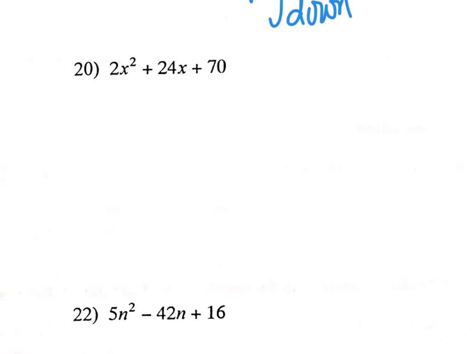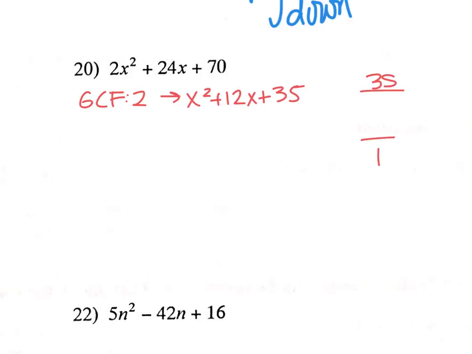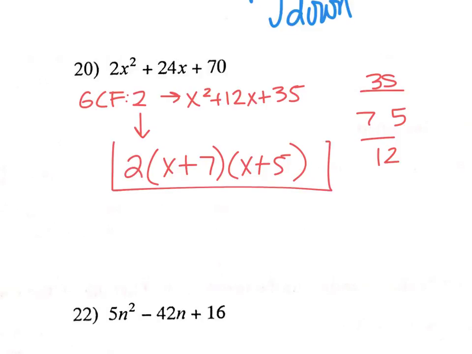Question 20. If you can take out a GCF, you always should. Otherwise, your numbers are going to get really large and you're going to lose numbers in different places. So I'm going to take a 2 out. That's going to give me the equation x squared plus 12x plus 35. Much easier to work with. So now my top number is 35. My bottom number is 12. All right, and then my two numbers that are going to multiply, I think that's going to give me 5 and 7. So my factors are x plus 7, x plus 5, and we don't want to forget to bring this GCF down here in the front.